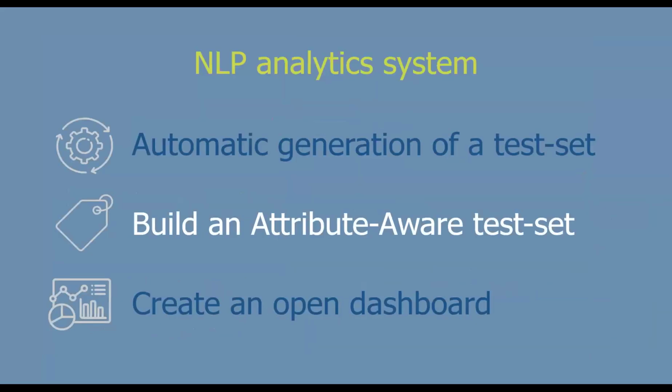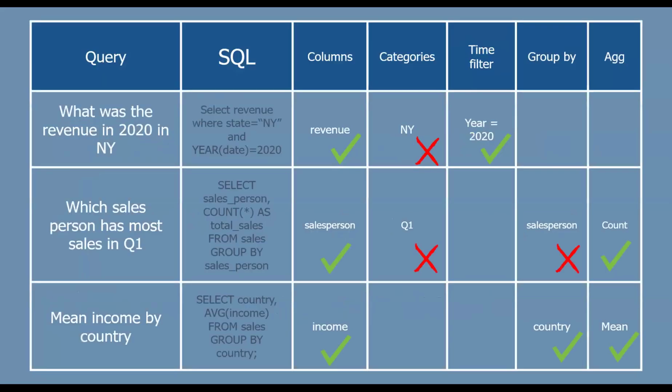So this leads me to the second point in this NLP analytic system, and that's building an attribute-aware test set. So what do I mean by that? Well, the first thing is that instead of scoring my engine on the SQL, I have all of these elements that I already extracted, right? So instead of just thinking of the columns and the categories and the time filter as building blocks that I use to create the SQL, I can just score the accuracy of my model directly on each of these elements.